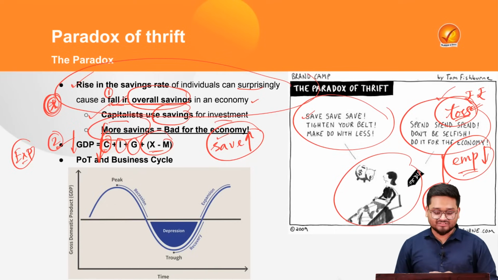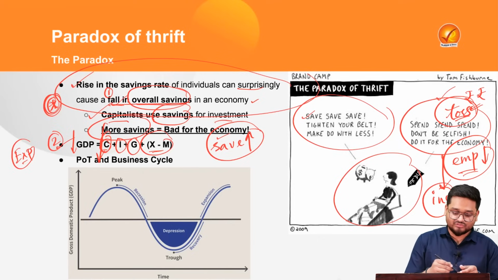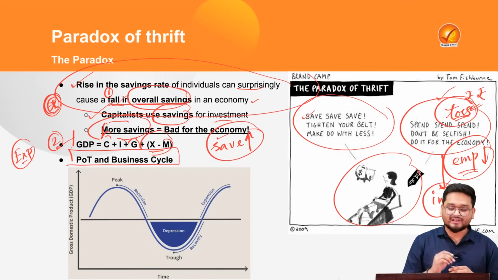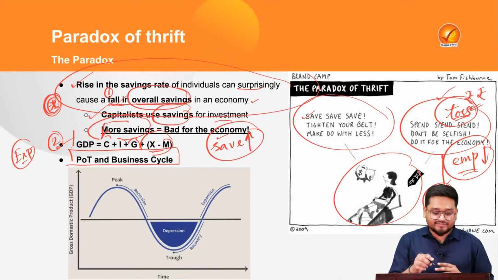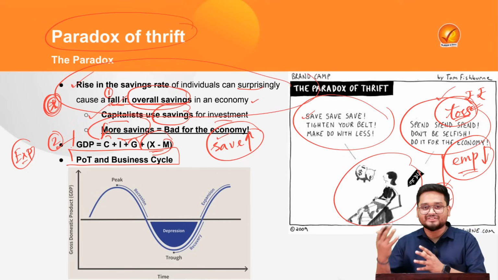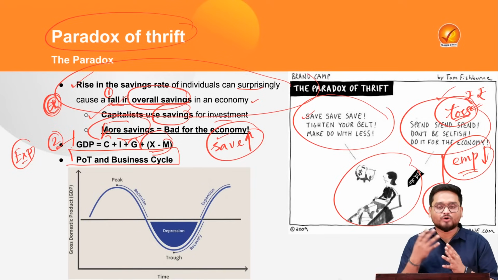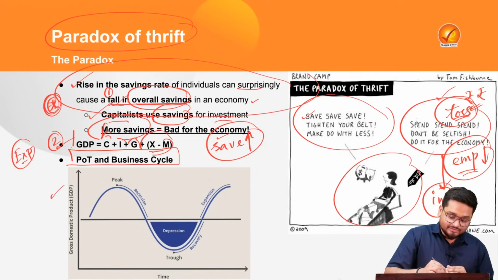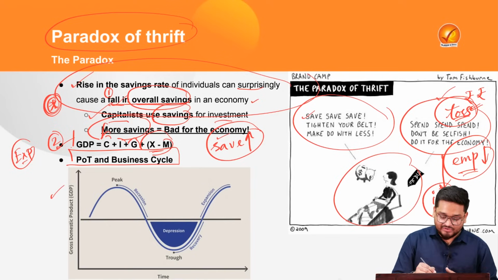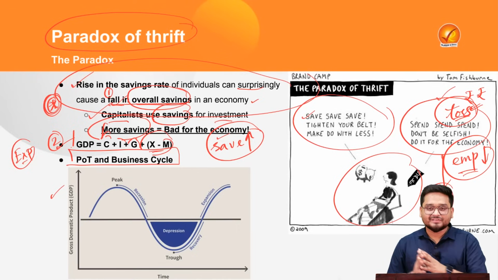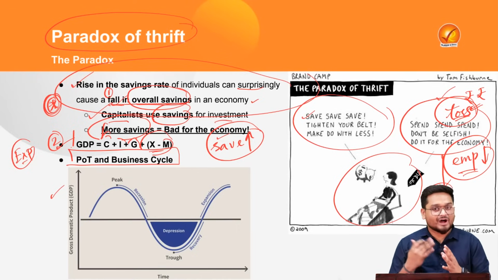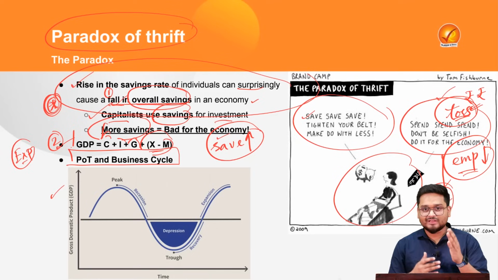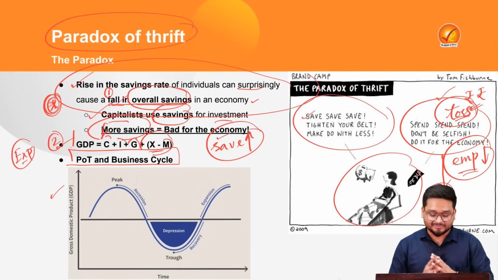Now why is this the case? We have to look at this through the lens of the business cycle. We have to connect this concept of the paradox of thrift with the business cycle. Now see, whenever we talk about the business cycle, we take GDP on the y-axis and we take time on the x-axis. And we try to see how GDP over a period of time is actually reacting.